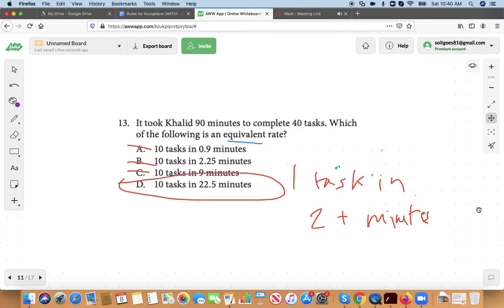How much math did we do there? Not much. We didn't do an operation. We didn't set up a proportion. We didn't have any fractions flying around. You know what I'm saying? It's just understanding the question.